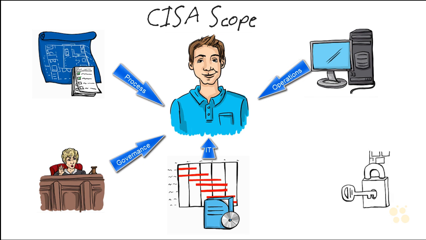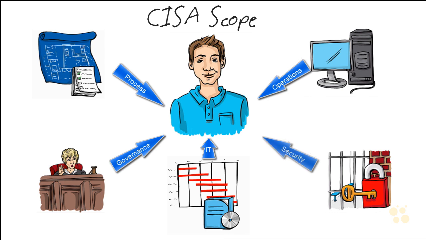And our final domain can probably be summed up in a single word, security, but the official title is Protection of Information Assets, ensuring that we have adequate security in play. It's to ensure that we have reviewed and validated that adequate controls are in place for full protection of the information assets of the organization that's being audited.